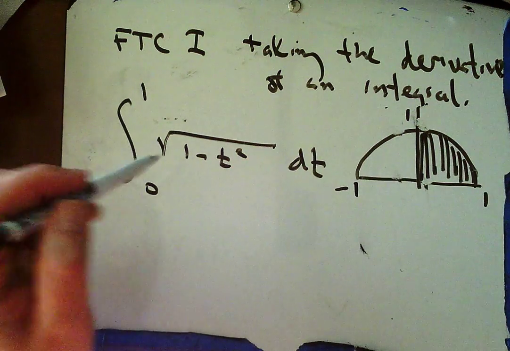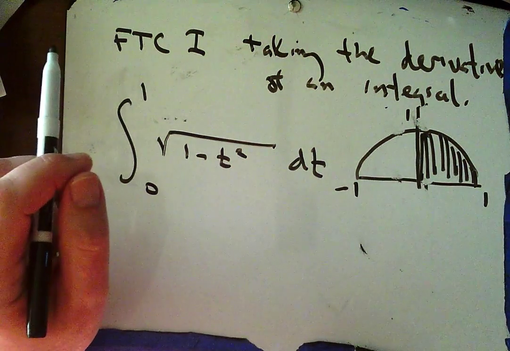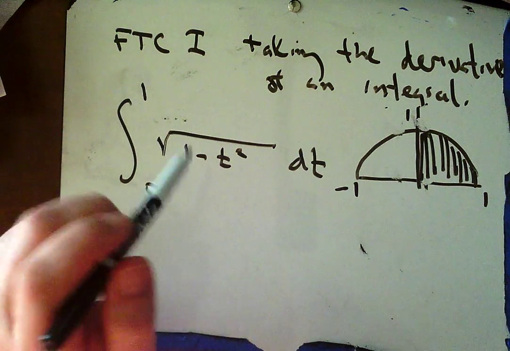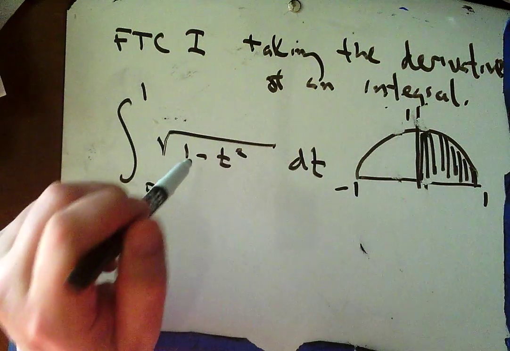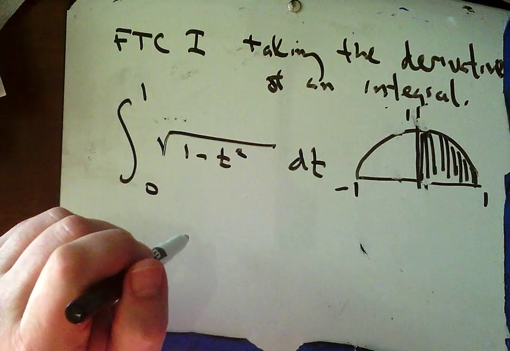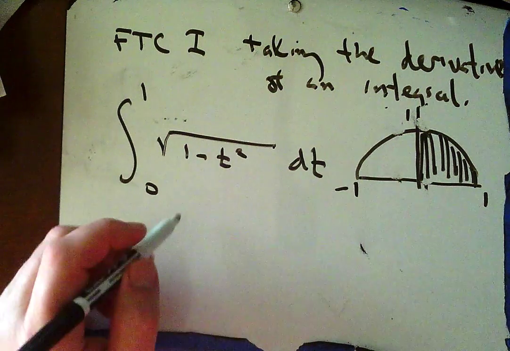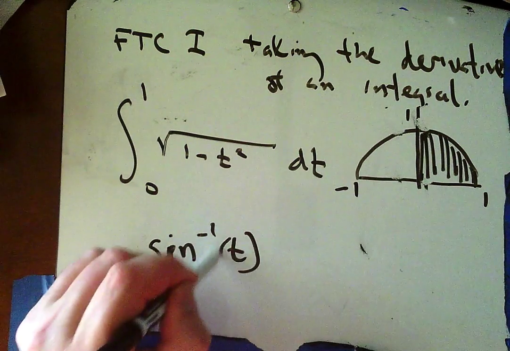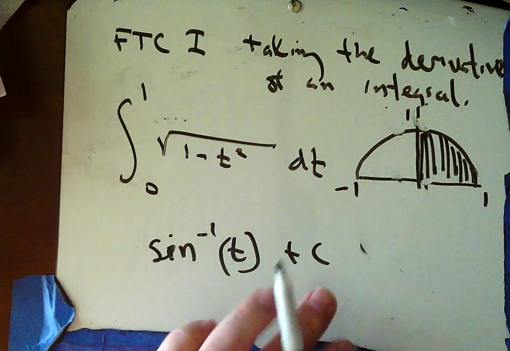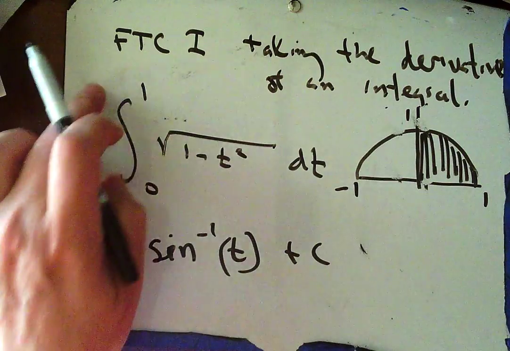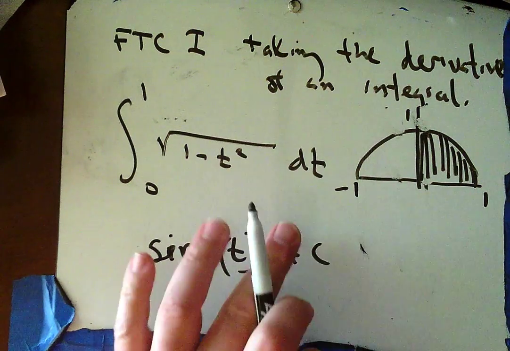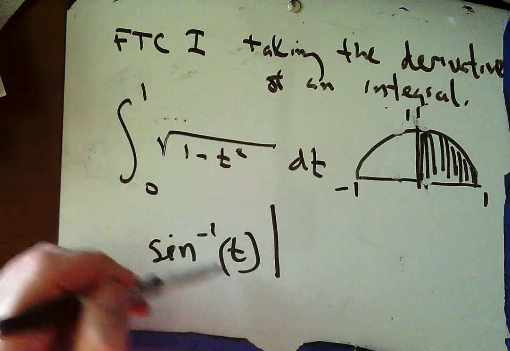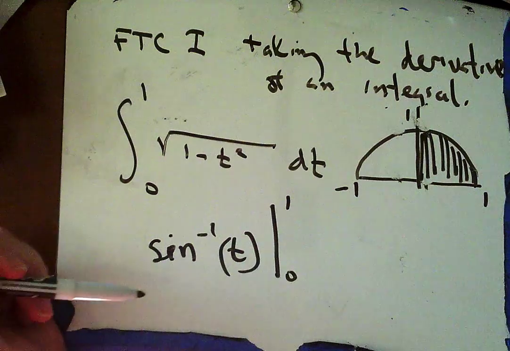Okay. So, how do I evaluate this? Well, here's the thing. Whose derivative is this? Do you remember? I hope so, because you need to recognize that this is inverse sine of t plus c. Well, it's a definite integral because it has boundaries, so those c's are going to go away, which means I'm just going to leave them out at the beginning. So I want to evaluate inverse sine from 0 to 1.